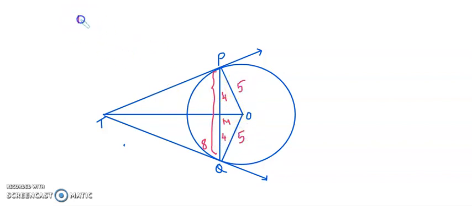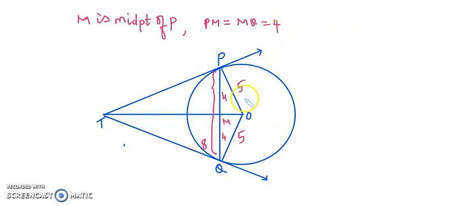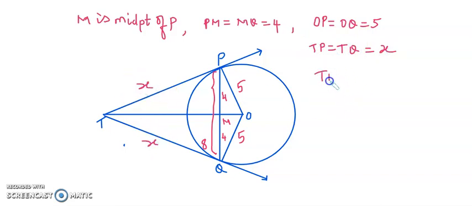So can we say that M is midpoint of PQ? So PM is equal to MQ equals to 4. Why? Because any line passing through the center of the circle is a perpendicular bisector of the chord, right? Next is OP is equal to OQ, our radius. Okay, let's suppose TP is equal to TQ, which we know as X. So this is X, this is X. Okay, let us put TM as Y, right?